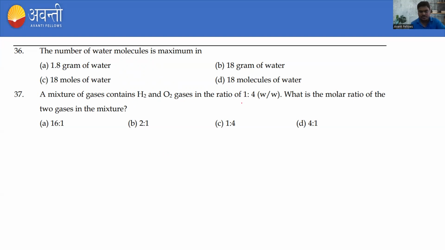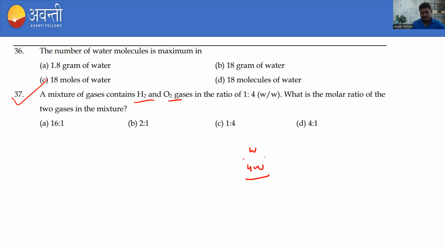A mixture of gases contains H2 and O2 in the ratio 1 to 4. What is the molar ratio of the two gases? So this question is already covered because we know this thing. The molar ratio is already given, right? So by using the concept of this molar ratio, we can easily calculate this as well. So how will you calculate? Can anyone tell me? So a mixture contains H2 and O2 gases in the ratio 1 to 4. Let the mass of H2 be W, then the mass of O2 is 4W.